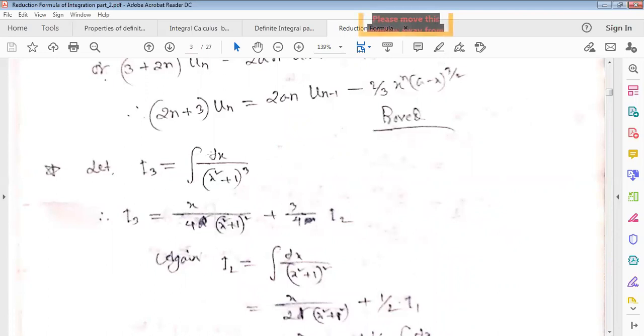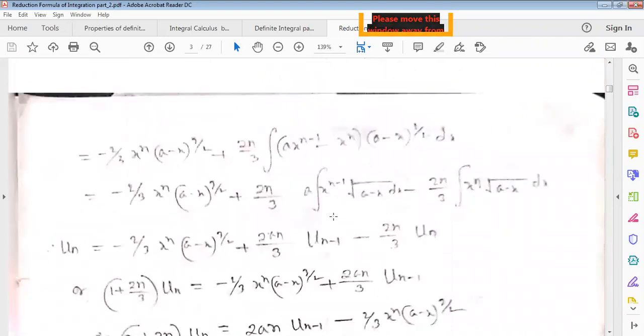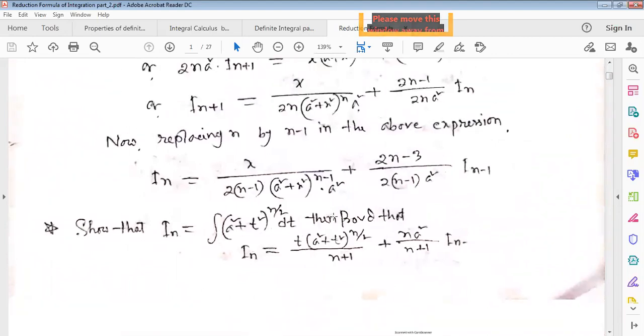I3 equals to integration over dx divided by x square plus 1 whole cube, just putting n equals to 3 in the standard form. I3 will be x divided by 4 into x square plus 1 whole square plus 3 by 4 I2. This is the standard form of In. Here n equals to 3, a equals to 1. This will be what? I2.